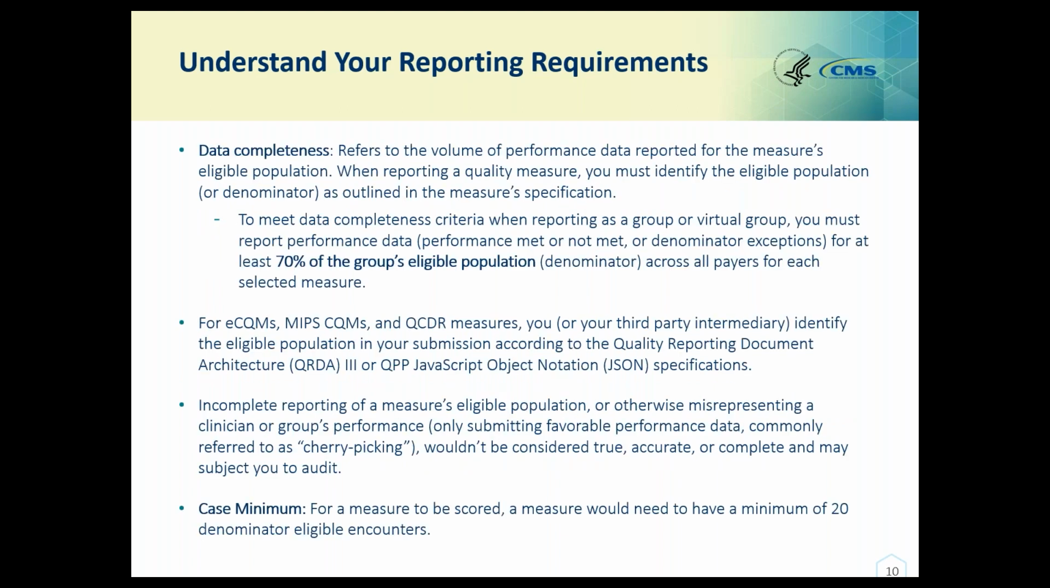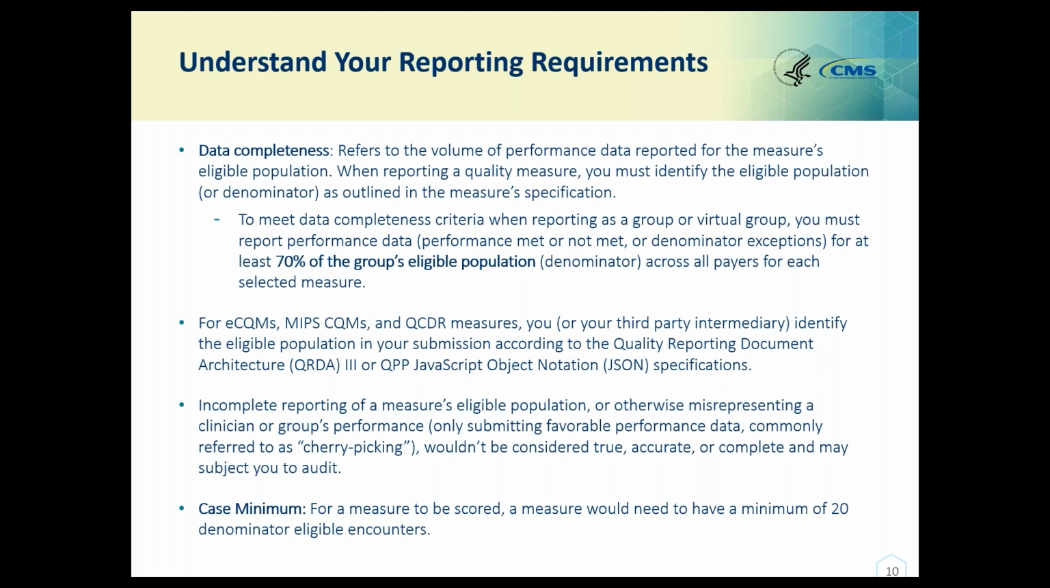Now I'm going to discuss data completeness and some other reporting requirements. So data completeness refers to the volume of performance data reported for the measure's eligible population. When reporting a quality measure, you must identify the eligible population or denominator as outlined in the measure specification. To meet data completeness criteria when reporting as a group or virtual group, you must report performance data, performance met or not met, or denominator exceptions for at least 70% of a group's eligible population, again, which is a denominator, across all payers for each selected measure.